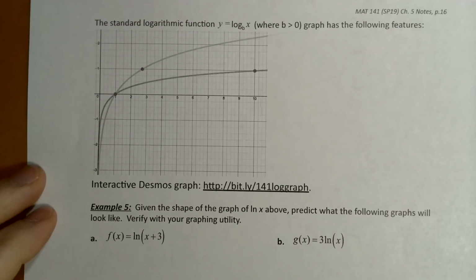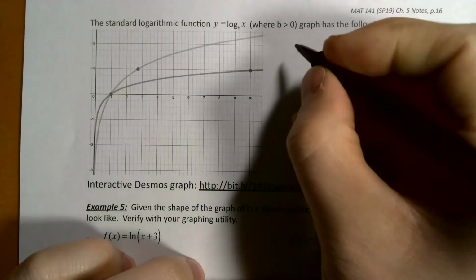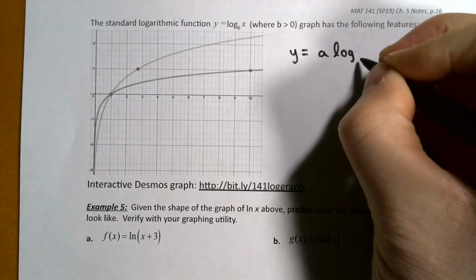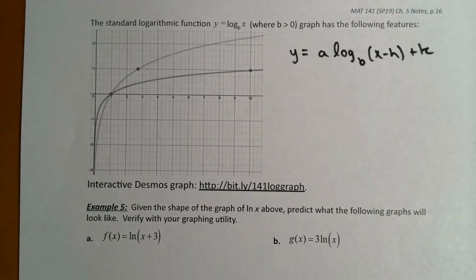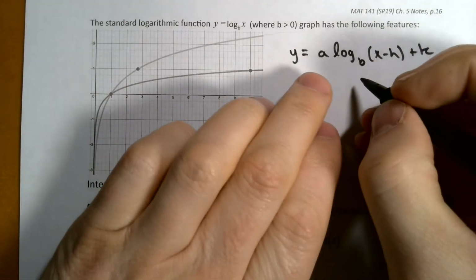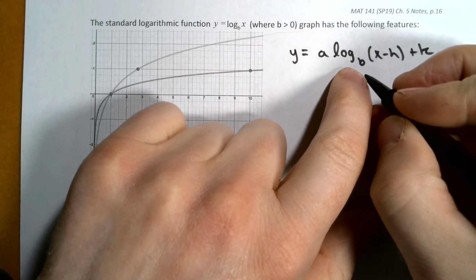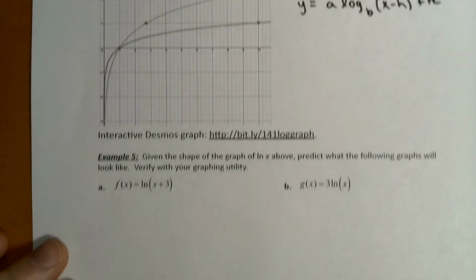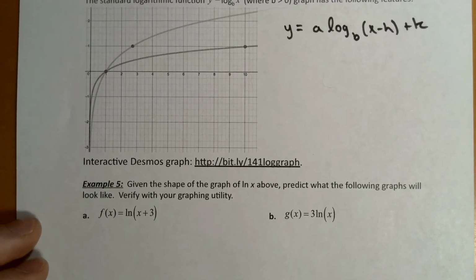Okay, so here's the graph of logarithms of several different bases. Our goal is to figure out what happens when we rewrite the equation to be this: y equals some number a times log base b of x minus h plus k. Ooh, right? We already know all of these things. So we need to know, how does A affect the graph? Well, it's going to be a stretch or compress. How does B affect the graph? It's going to be a stretch or compress. How does H and K affect the graph? It's going to be blah, blah, blah. So take some time with this video or this bit.ly link to verify these things.